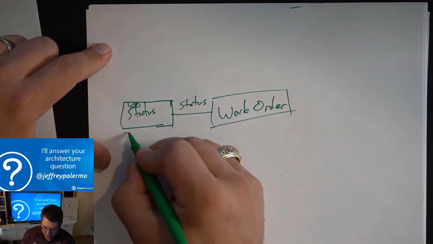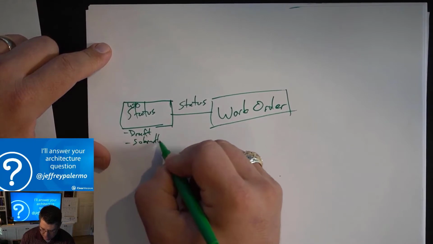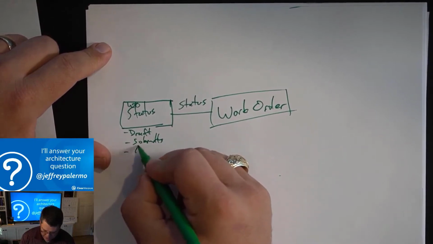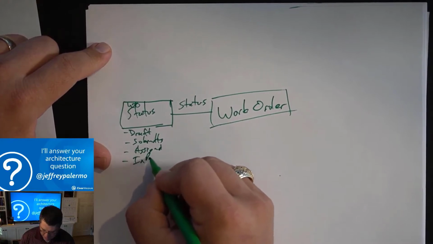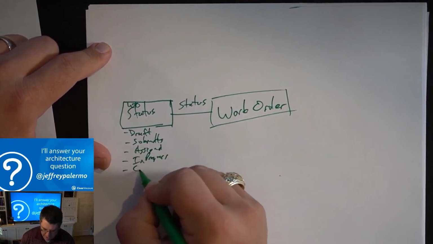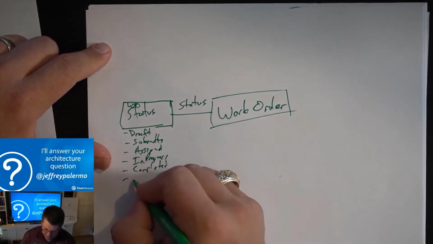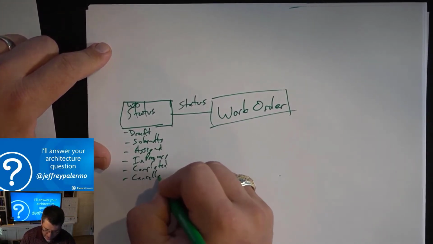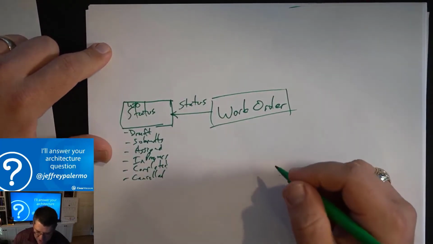I'll abbreviate it here. And we have things like draft, maybe another one submitted, maybe another one assigned to a technician. And maybe then it's in progress, and maybe it's completed, and or maybe canceled. You can cancel a work order. And so we have a status, okay, has relationship.